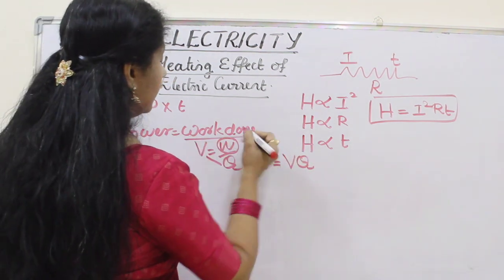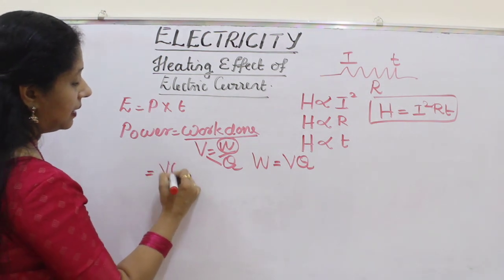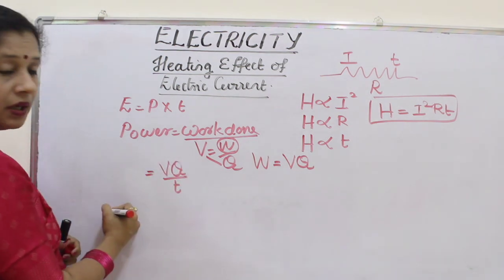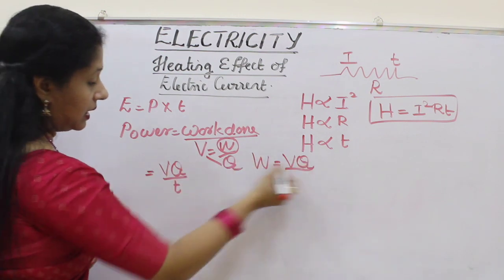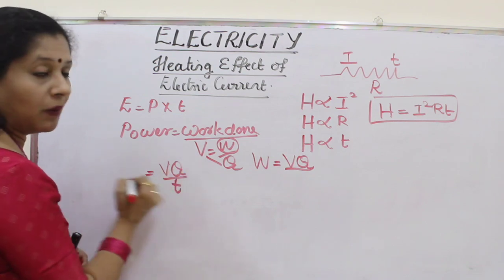So we can write that work done per time is power. So VQ is the work done. During a time t, the work is done. So we get the formula VQ/t.